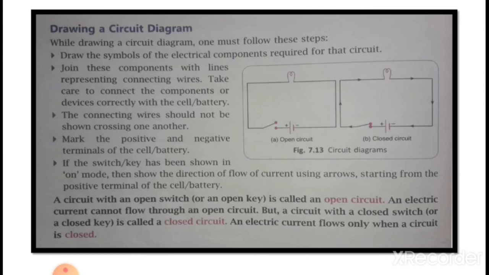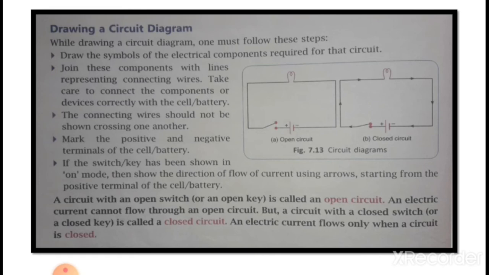A circuit with an open switch or a key is known as an open circuit, and electric current cannot flow through an open circuit. But a circuit with a closed switch or a closed key is called a closed circuit, and electric current flows only when the circuit is closed. So children, everyone please look at picture 7.13. The figure shows the first one is the open circuit and the second one is the closed circuit. So first of all, we have to draw the symbols for the components required for the circuit.